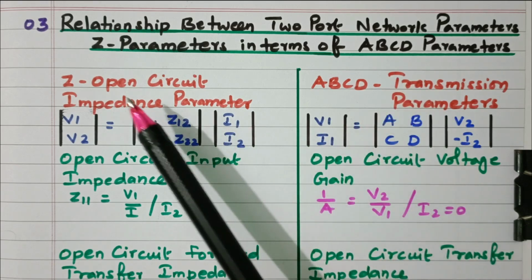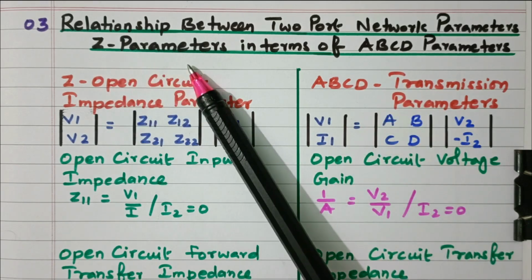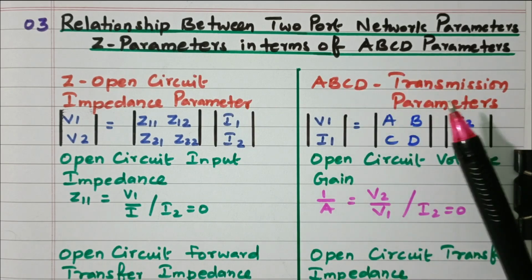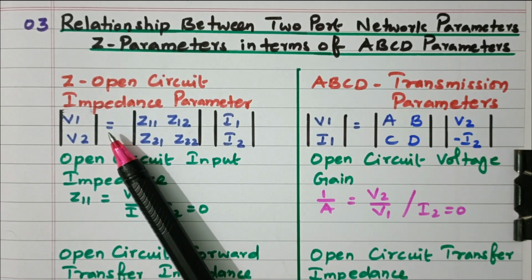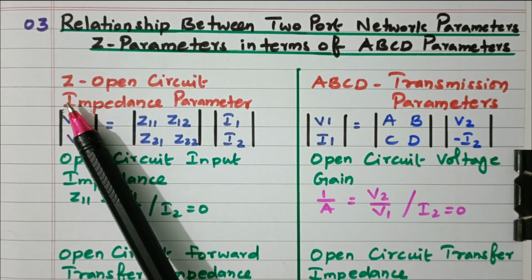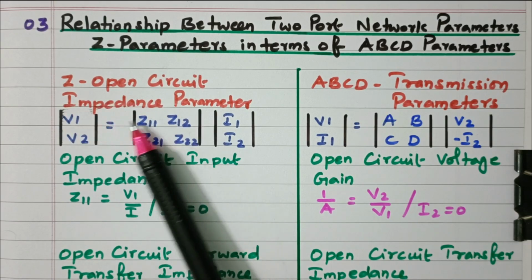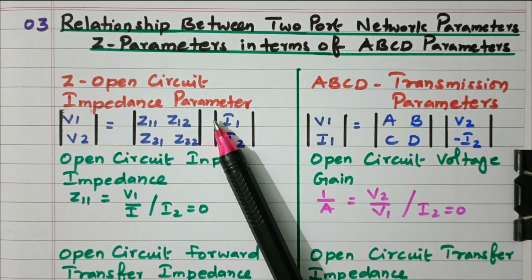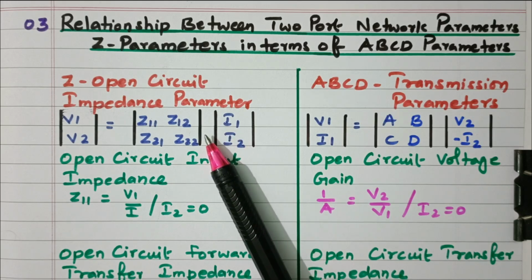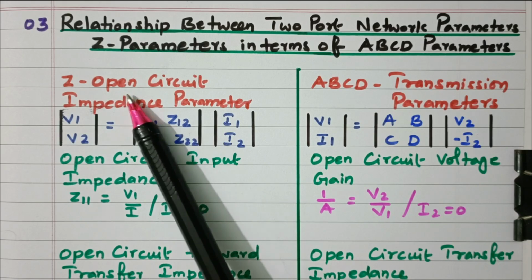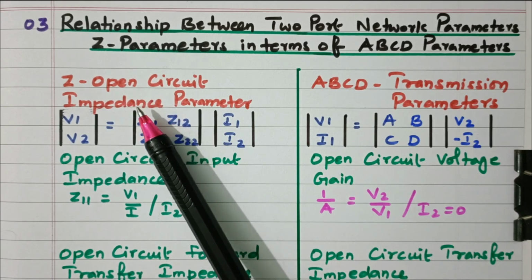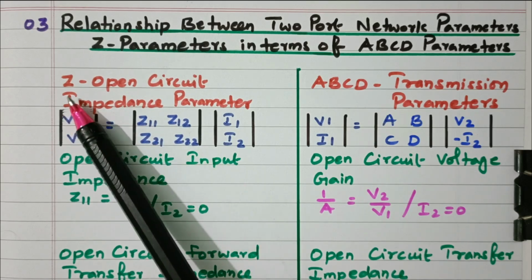Now we'll go to the topic. We are going to express Z parameters in terms of ABCD parameters. First we will see what is Z parameter and what is ABCD parameter. Z parameter is nothing but open circuit impedance parameter. We know that in a two-port network we have an input port and an output port. Either the input or the output port is open circuited, and that gives the Z parameters.